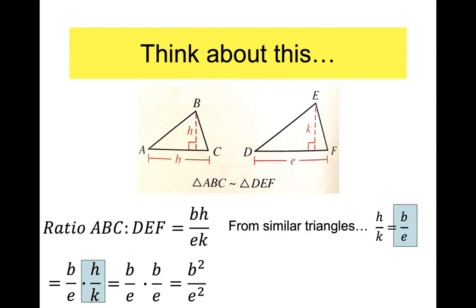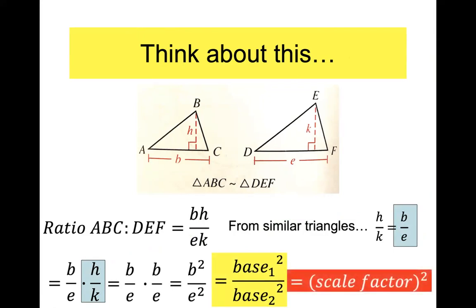Well, what is B squared over E squared? B squared over E squared are the bases squared, but that's also easily stated as the scale factor. Remember, the scale factor of any two similar triangles is: pick a side, any side, and write a ratio of its corresponding side. I could have written H over K, but I chose to write B over E. And remember, we've just figured out that this is not just B over E, it's B squared over E squared. So that's our final statement.